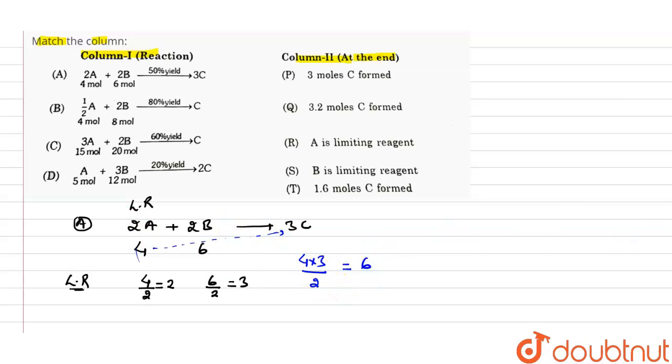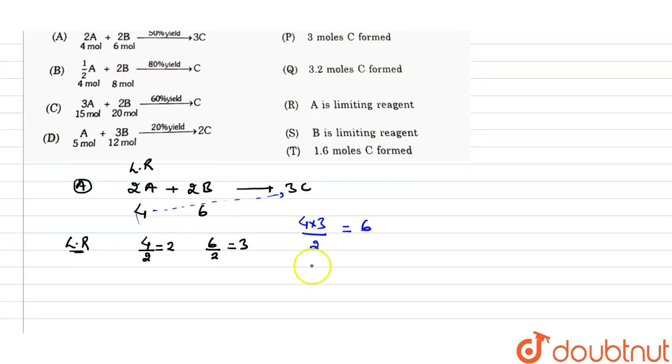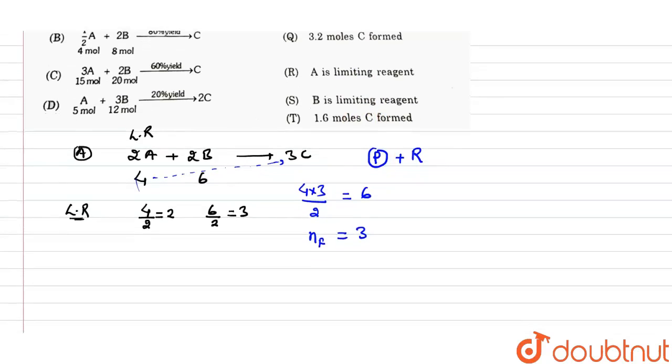But this is not the final number of moles, because the percentage yield is 50%, which means the final moles will be 50% of this value, which is 3. As we can see, that matches with P, so A is matching with P. Secondly, A is the limiting reagent, so that is matching with R as well. B limiting, no. C is already formed, yes. So only two options will be correct.